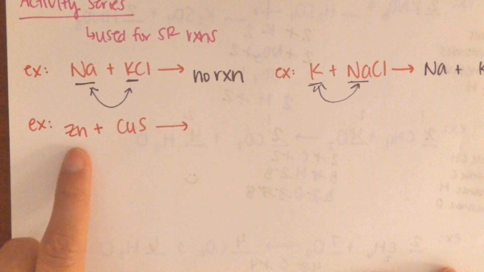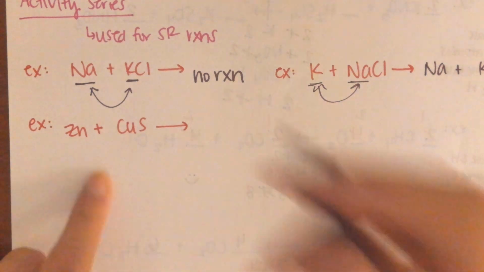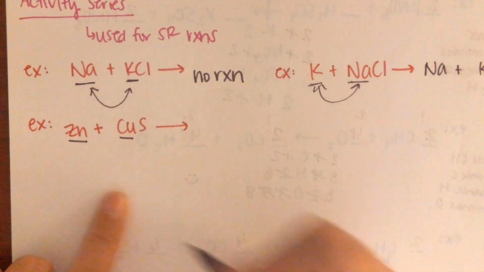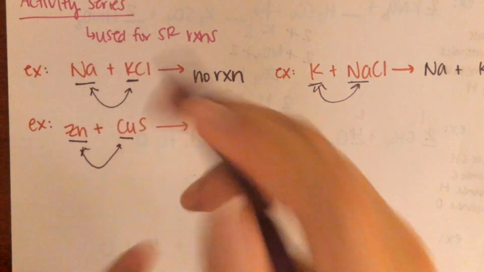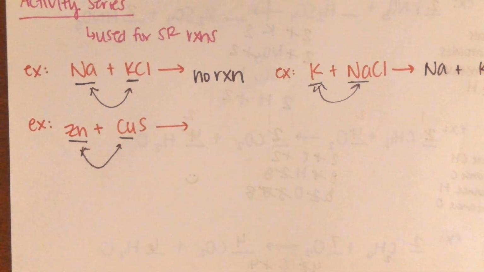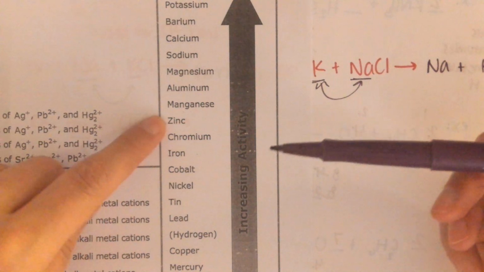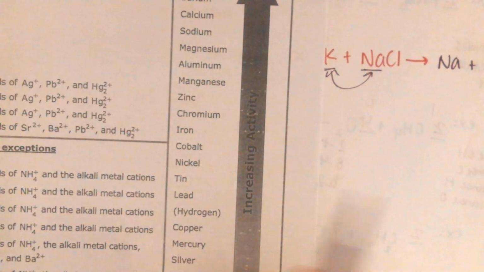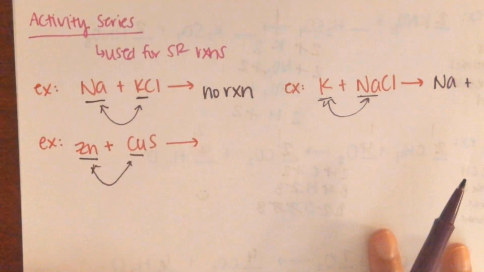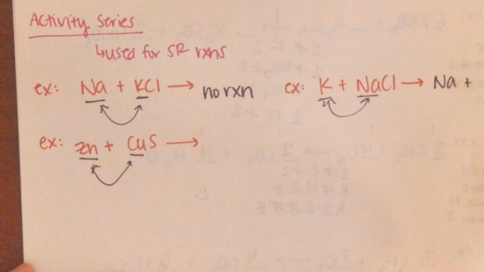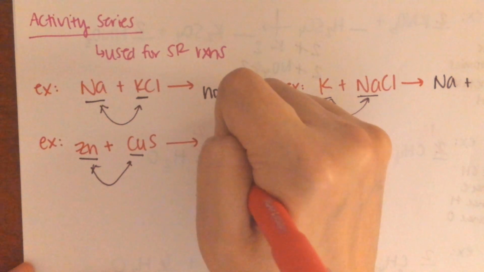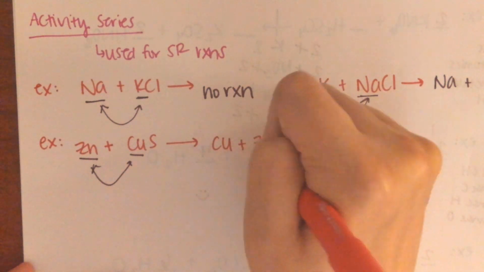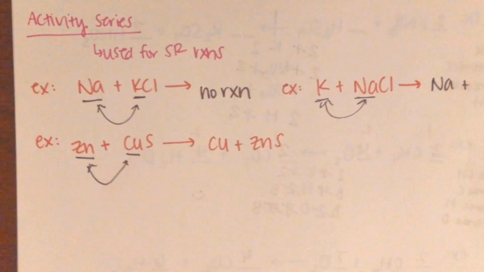So zinc is a metal, copper is a metal. We're going to see if they switch. So is zinc higher on the activity series than copper? Zinc is here, copper is way down here. So yes, zinc is indeed higher up. It is able to replace. So copper is kicked out, and then you have zinc sulfide.